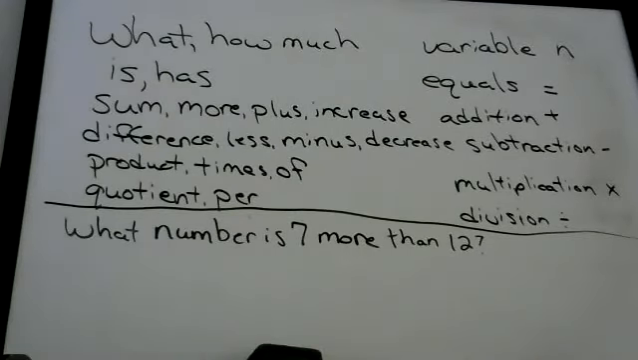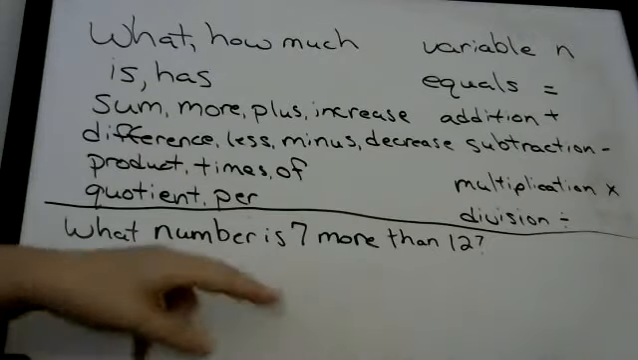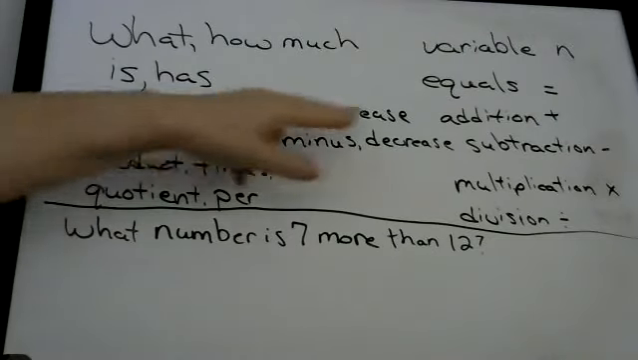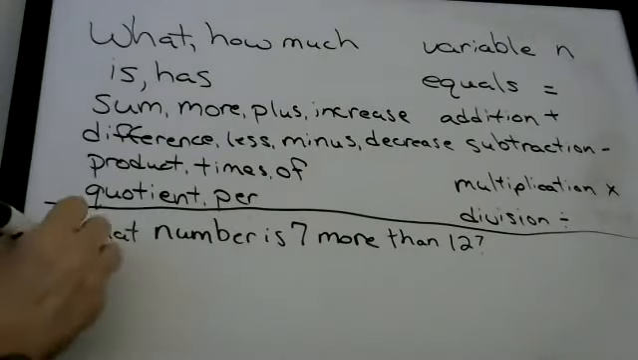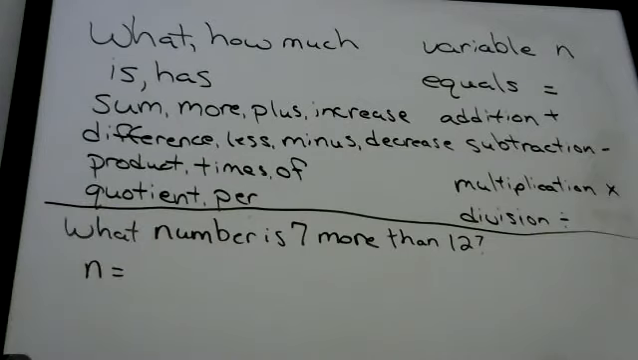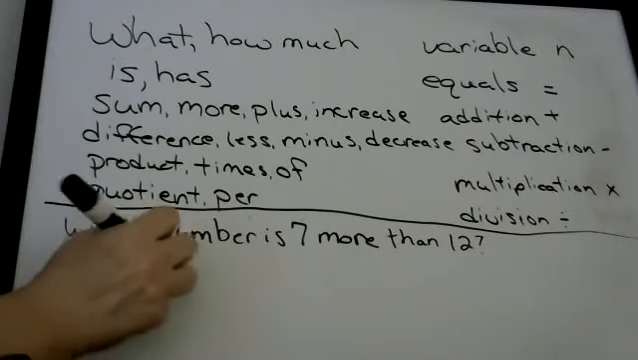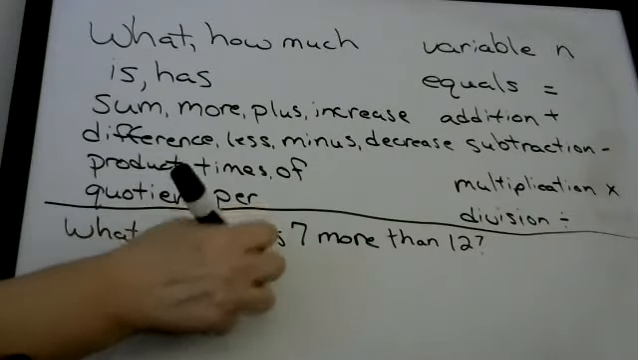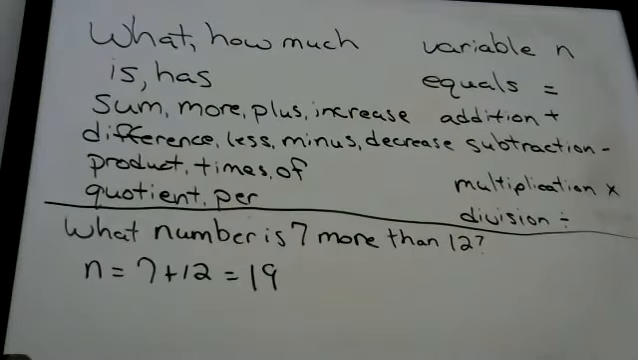So this one now says, what number is 7 more than 12? More means we're going to add. So what number is 7 more than 12? 7 plus 12. So what number is 7 more than 12? 19.